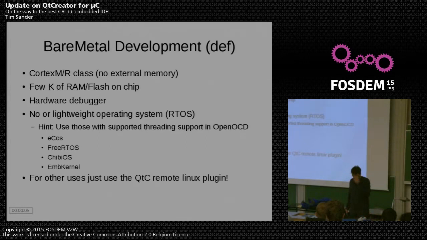So, yeah, what's bare metal development anyway? It's for the small class chips. The main chips on the market are the ARM Cortex-M or R class devices. I think they are the most popular. They have only a few K of RAM and flash, and they're all built up on one chip, which means they're pretty cheap nowadays.